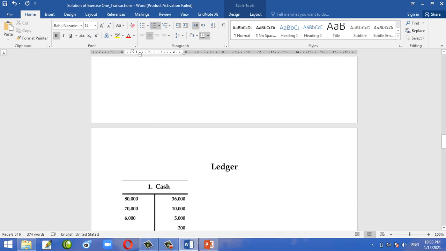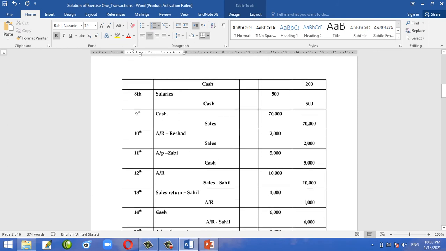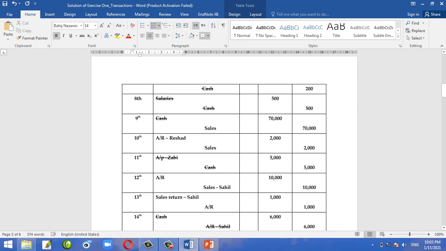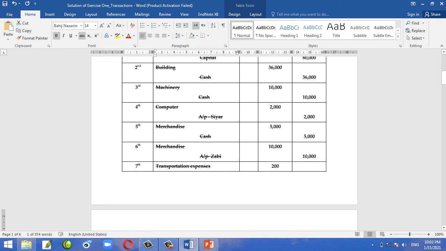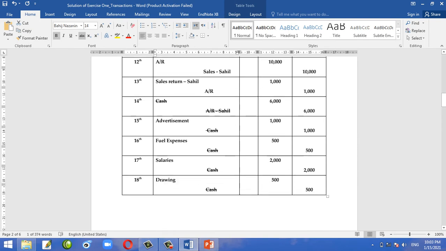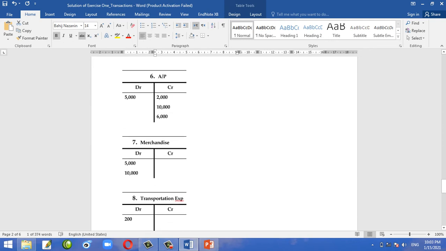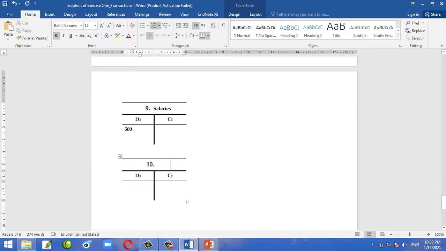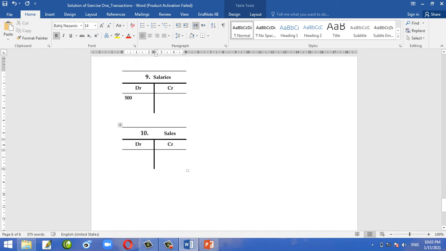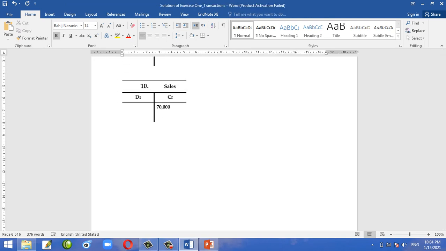So after salaries we have sales, worth 70,000, 70,000 on the credit side. Number 10 is sales. On the 10th we have sales. You have to write this one, sales. How much? 70,000 as credit.